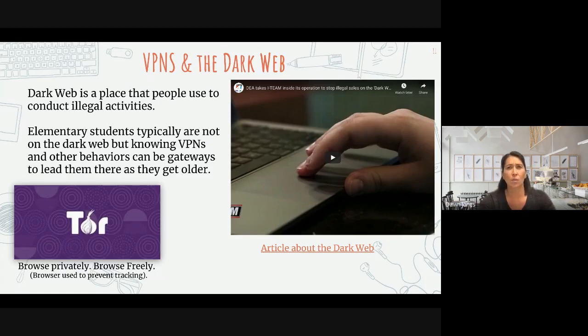DuckDuckGo, I believe, would be another kind of browser that does not track information. But this Tor is a VPN that would allow you to make that connection to the dark web. So that's kind of the dark and dirty with where it could lead to with the olders. But since we are talking about the youngers, I just wanted you guys to have an awareness of what a VPN is and how it's used. So I'll take a moment there. Any questions?